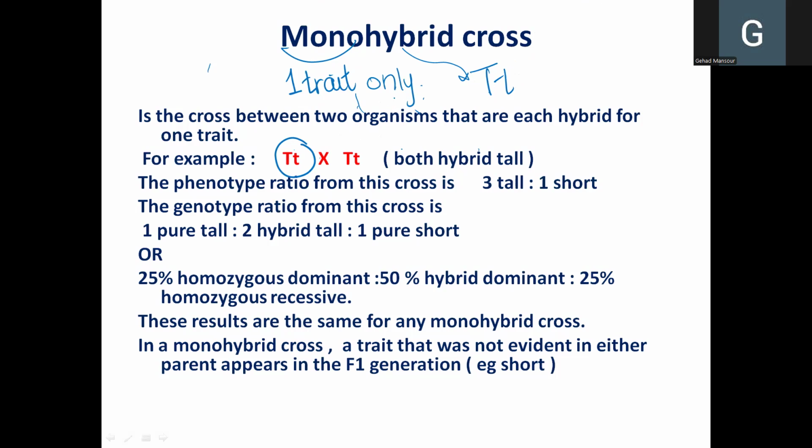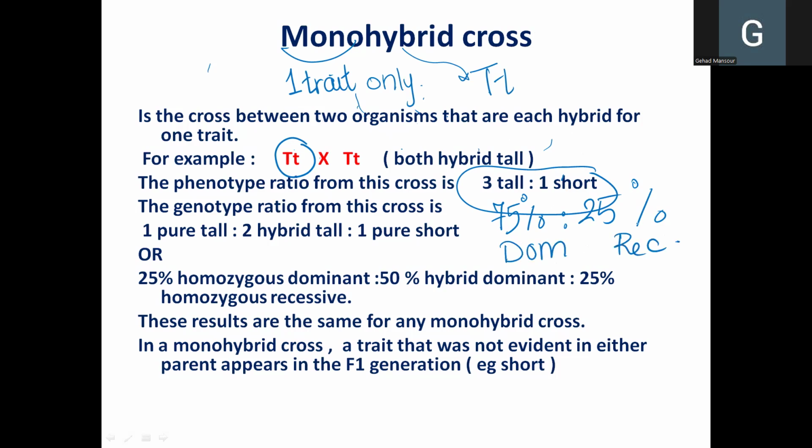So if I start with 2 individuals, each being hybrid for one characteristic only, then the probability of the offspring would be 3:1, or 75% tall to 25% short, or 75% dominant to 25% recessive. And if we analyze more the tall ones, we will find that 1 out of the 3 is pure and 2 are hybrid. And we can see this on the genetic diagram.